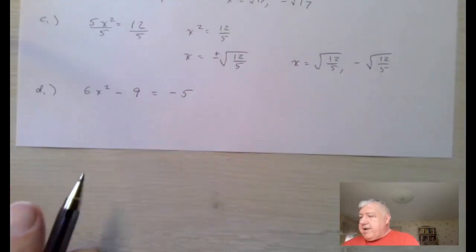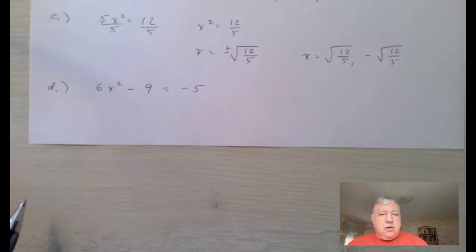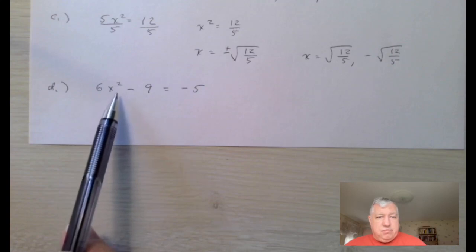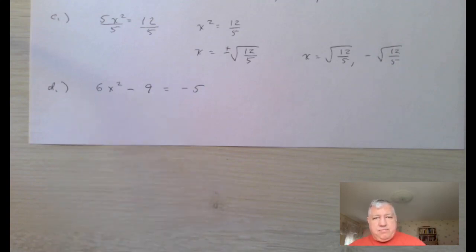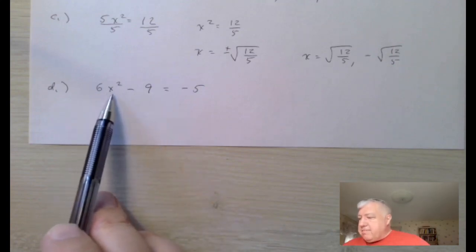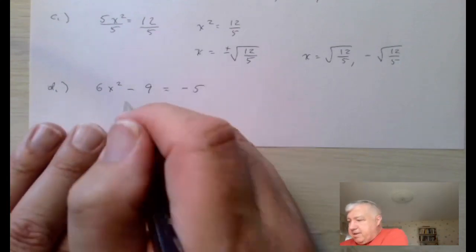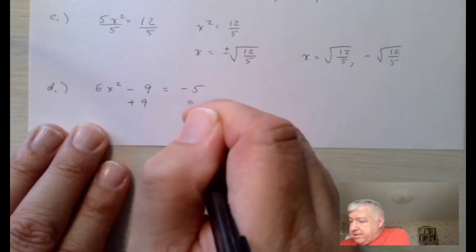For part D, if we have something like this, here we would like to really isolate this x squared, but we have a 9 and a 6 to get rid of. And because this is 6 something minus 9, let's take care of the 9 first. It's real important we take care of the 9 first. So we add 9 to both sides.